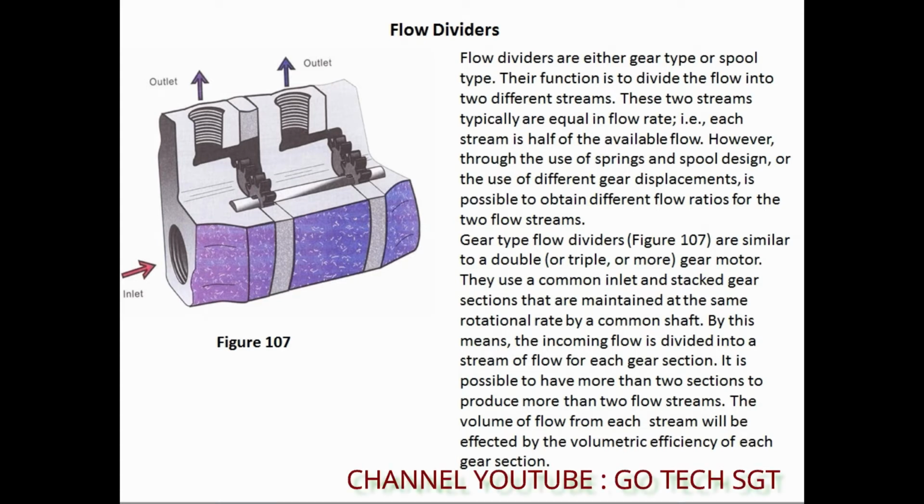Their function is to divide the flow into two different streams. These two streams typically are equal in flow rate, i.e., each stream is half of the available flow. However, through the use of springs and spool design, or the use of different gear displacements, it's possible to obtain different flow ratios for the two flow streams.